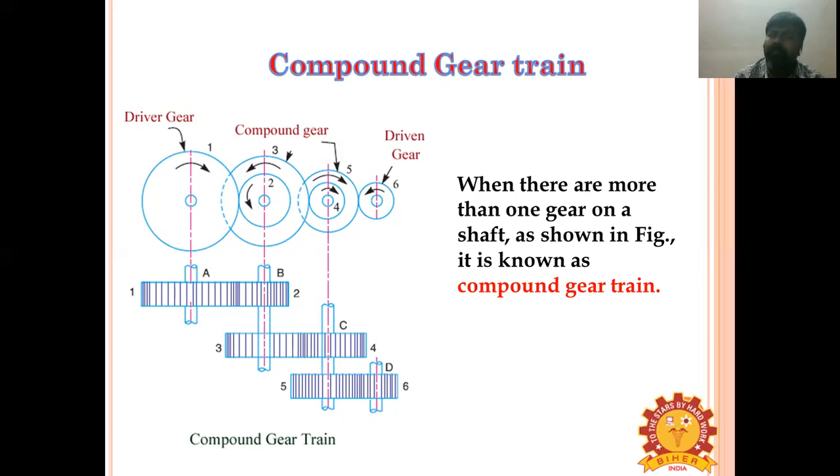Then what are the advantages of the compound gear train over the simple gear train? First, a larger speed ratio can be obtained with smaller gears. Then different types of gears may be used in order to suit the given conditions. So motion can be transmitted around bends and corners.